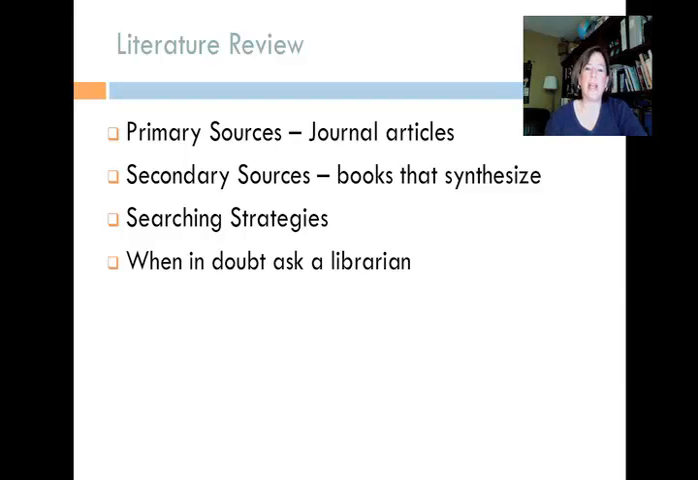So in terms of the literature review, places that you want to look for information on your topic include the primary sources. So researchers that have done their own research, they're using primary sources of information, they're running their own statistical analyses on their data. Those are primary sources, and you'll find those in journal articles or journals, periodicals.